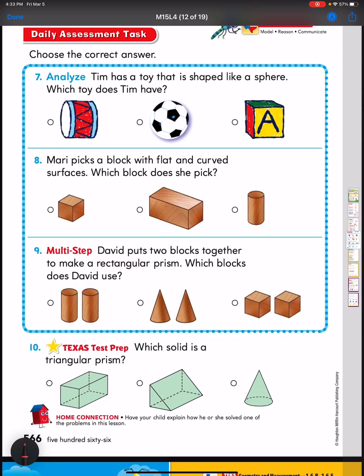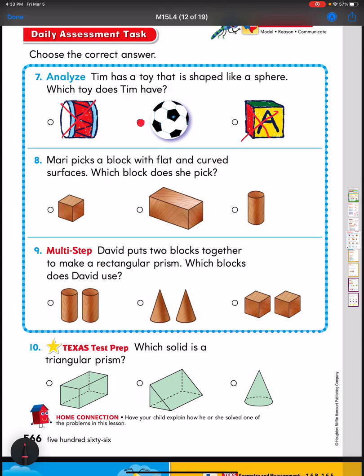Look at our choose the correct answer page. Look at number 7. Tim has a toy that is shaped like a sphere. Which toy does Tim have? Remember, a sphere has no flat surfaces. These have flat surfaces. A soccer ball is a sphere. It has 0 flat surfaces.